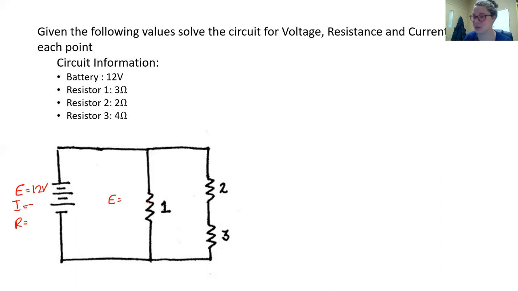Resistor 1 is parallel to the battery. Because it's parallel to the battery, it's going to share the voltage from the battery. I don't know the current, but I do know the resistance. It tells me it's 3 ohms. Resistor 2 and resistor 3, we don't know the voltage for each of them, but I do know the resistance: 2 ohms and 4 ohms.